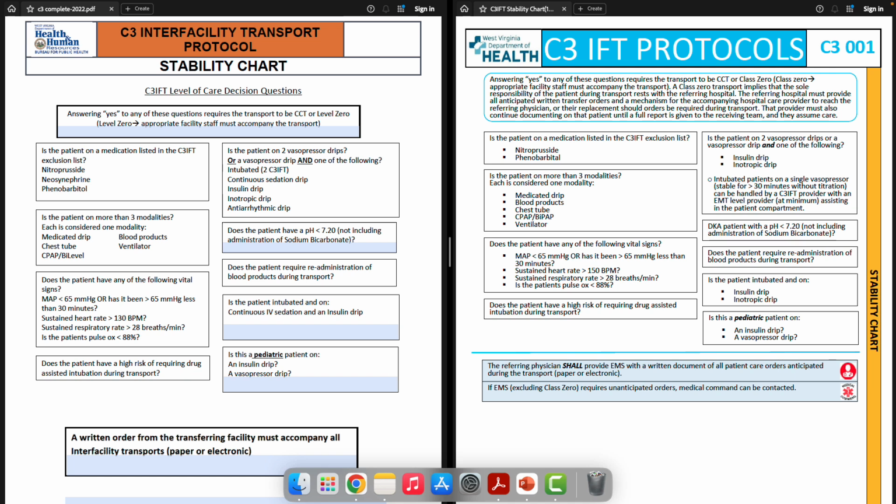And then you see at the bottom there the blue box: the referring physician shall provide EMS with written documentation of all patient care orders. That has been added in there, as well as that if EMS, excluding class 0, requires unanticipated orders while you're en route, something came up that wasn't on your written orders, contact medical command.